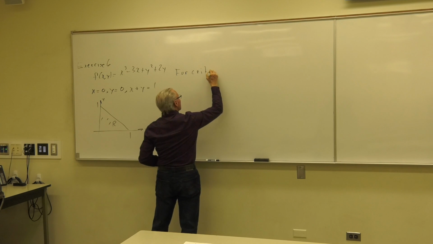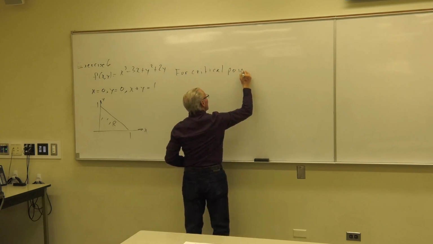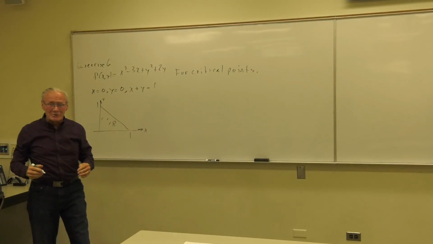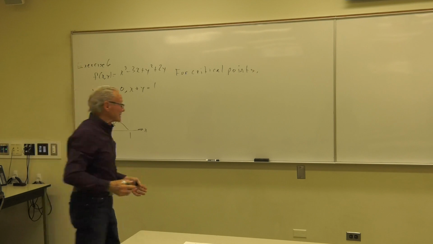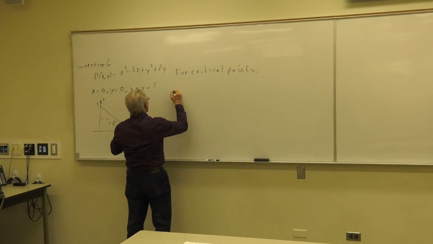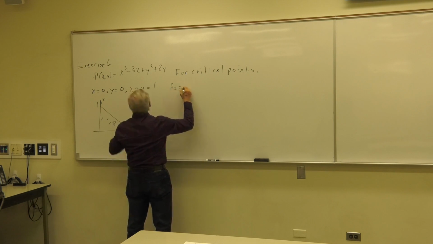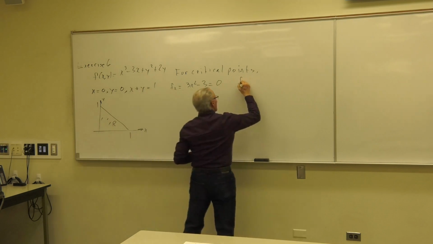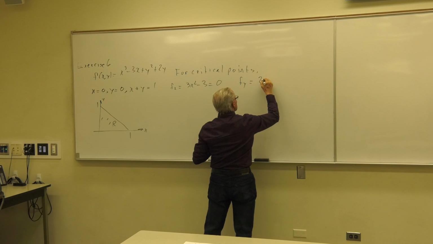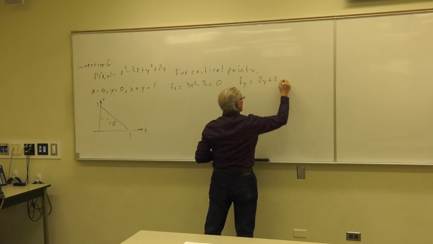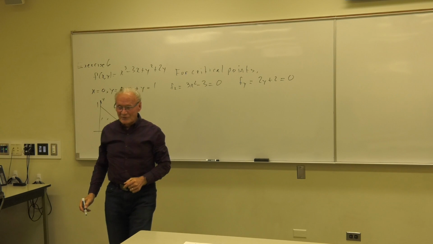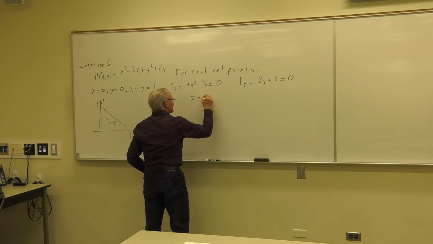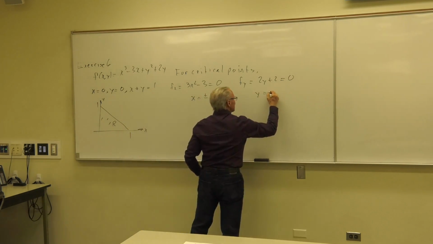For critical points, this is a nice function from the point of view that it's got nice derivatives, so we don't have to worry about critical points where the derivatives don't exist. We'll only have to take care of when they're 0. So we take f sub x, which is 3x squared minus 3, and put it equal to 0. We take the partial with respect to y, which is 2y plus 2, and put that equal to 0, and we solve. Nice easy equations to solve. This one tells us that x is equal to plus or minus 1, and this one tells us that y is equal to negative 1.